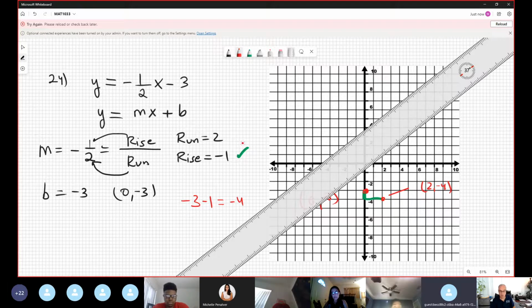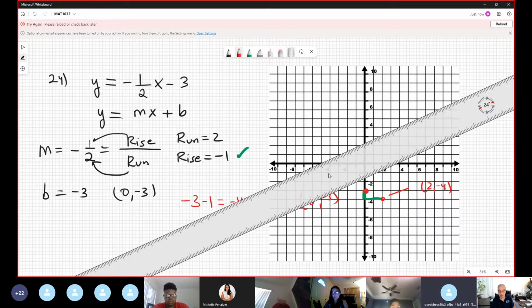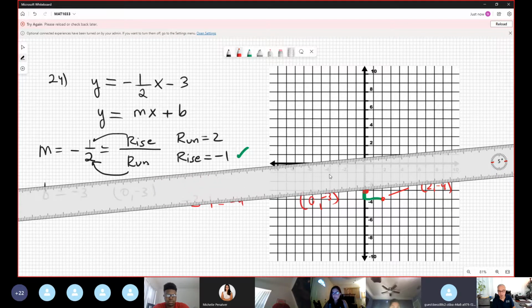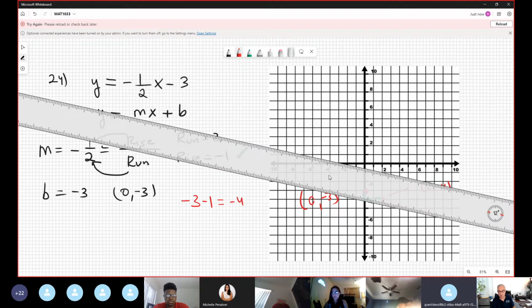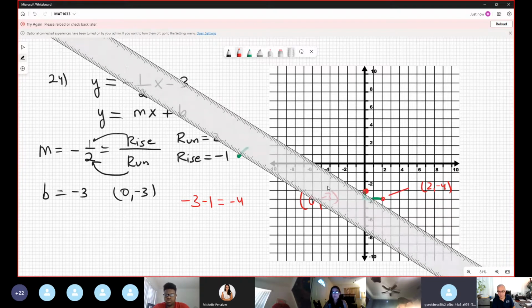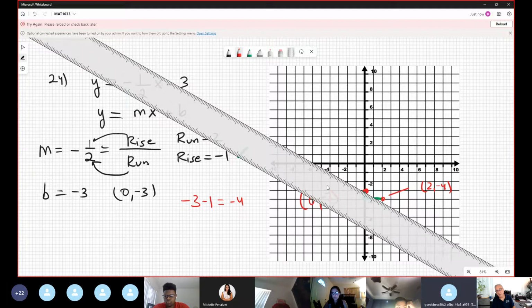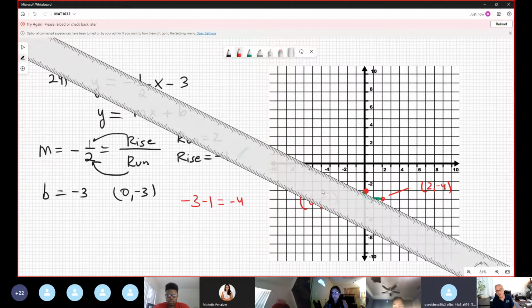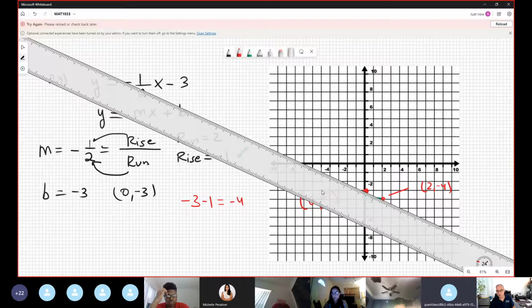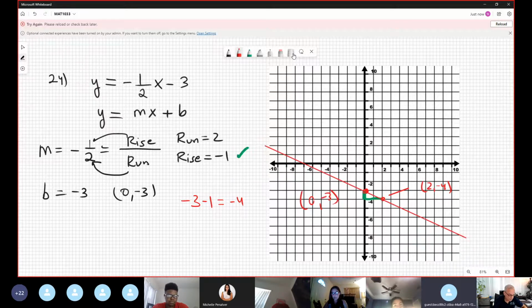Now ready. Now my line in this case is going down, and it's logical because the slope is negative. Make sense? Any question, guys? Come on. No problem. Okay, that was 24. 24 was easy because the equation is given directly in slope-intercept form.